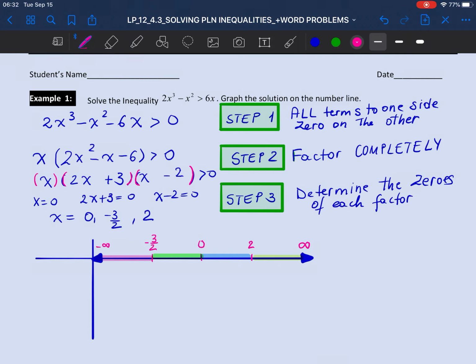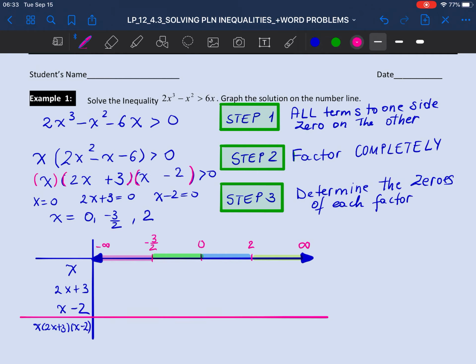Now, under this column, we're going to list all the factors of this polynomial. So the factors are x, 2x plus 3, and x minus 2. And we're going to draw the line here. And down at the bottom, we are going to write the product. So x, 2x plus 3, x minus 2. So the whole thing.